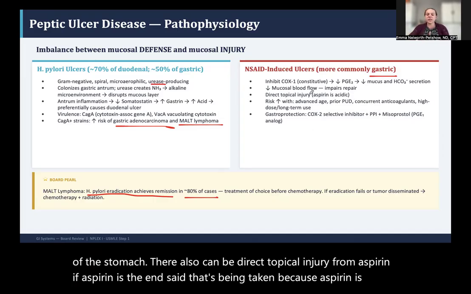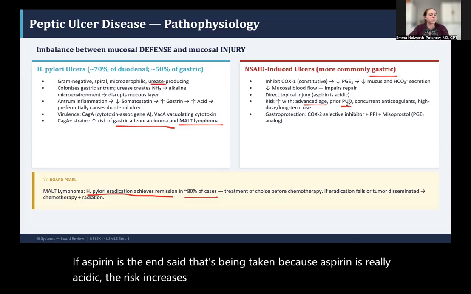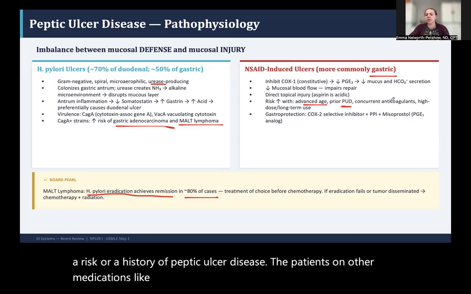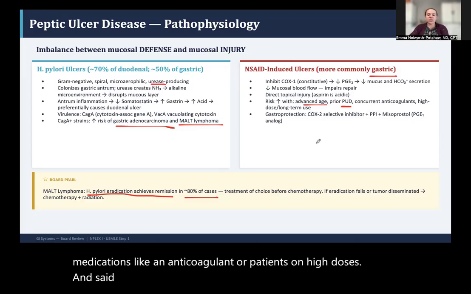The risk increases with advanced age, if a patient already has a risk or a history of peptic ulcer disease, the patient's on other medications like an anticoagulant, or if a patient's on high doses of NSAIDs long term. COX-2 selective inhibitors plus PPIs plus misoprostol can be gastroprotective.